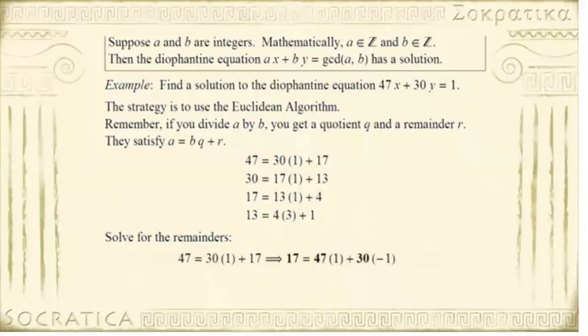Okay, so suppose a and b are integers, mathematically a belongs to Z and b belongs to Z. Then the Diophantine equation ax + by = gcd(a, b) has a solution. So ax + by equal to the greatest common divisor of a and b has a solution if a and b belong to Z. A similar strategy is used in the Euclidean algorithm. Already in the last lecture, we discussed the Euclidean algorithm.